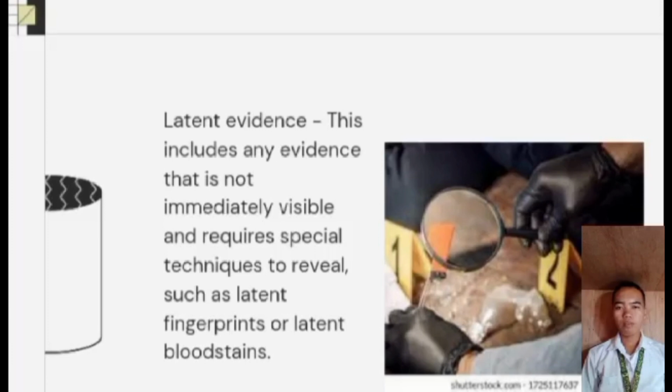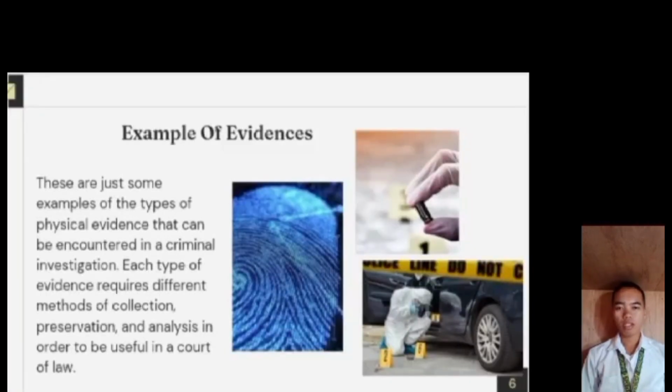Latent evidence. This includes any evidence that is not immediately visible and requires special techniques to reveal, such as latent fingerprints or latent bloodstains. These are just some examples of the types of physical evidence that can be encountered in a criminal investigation. Each type of evidence requires different methods of collection, observation, and analysis in order to be useful in a court of law.